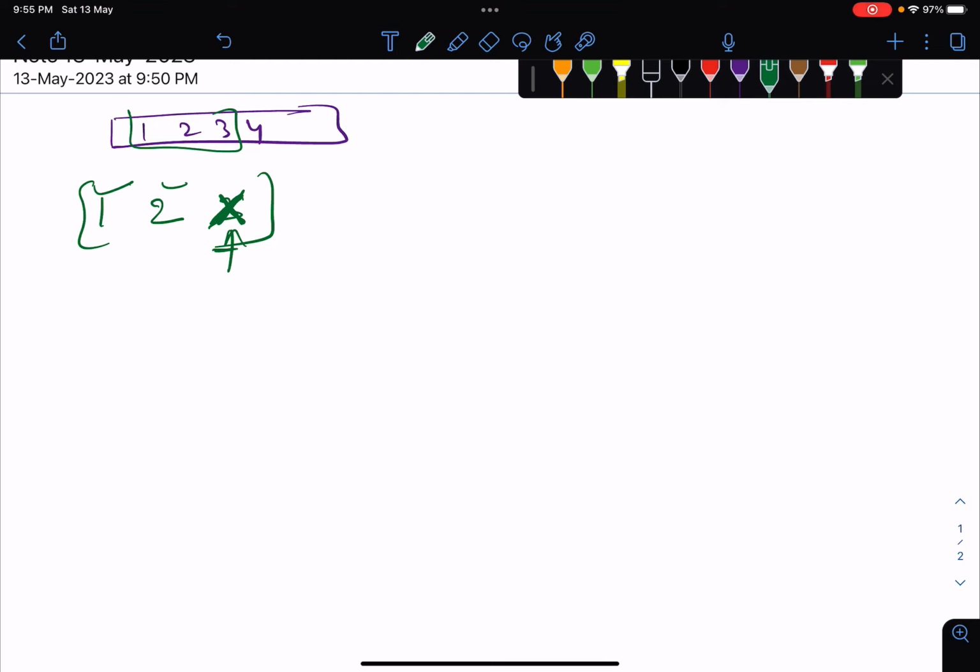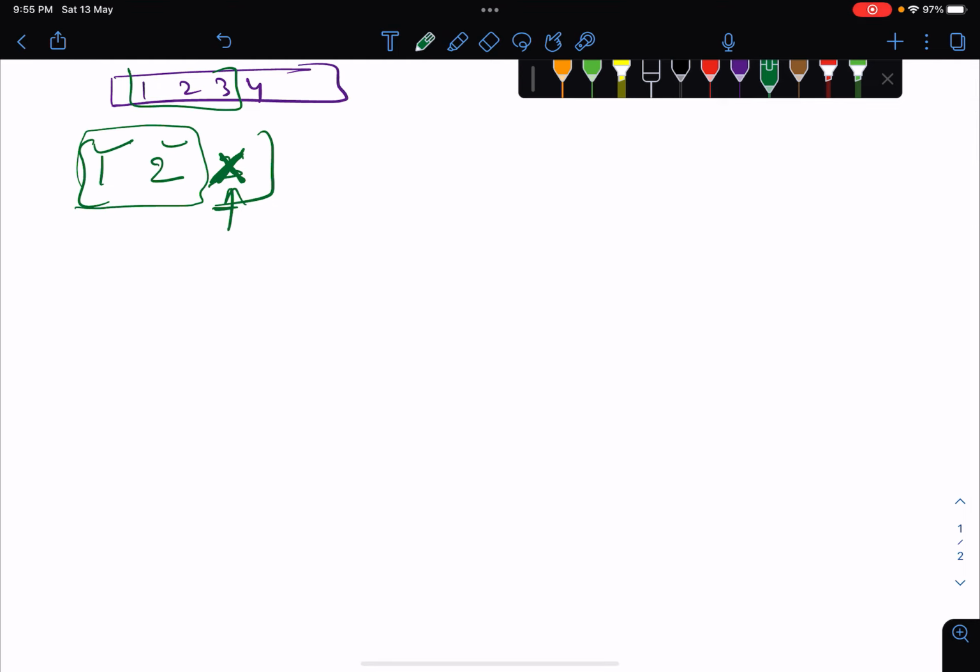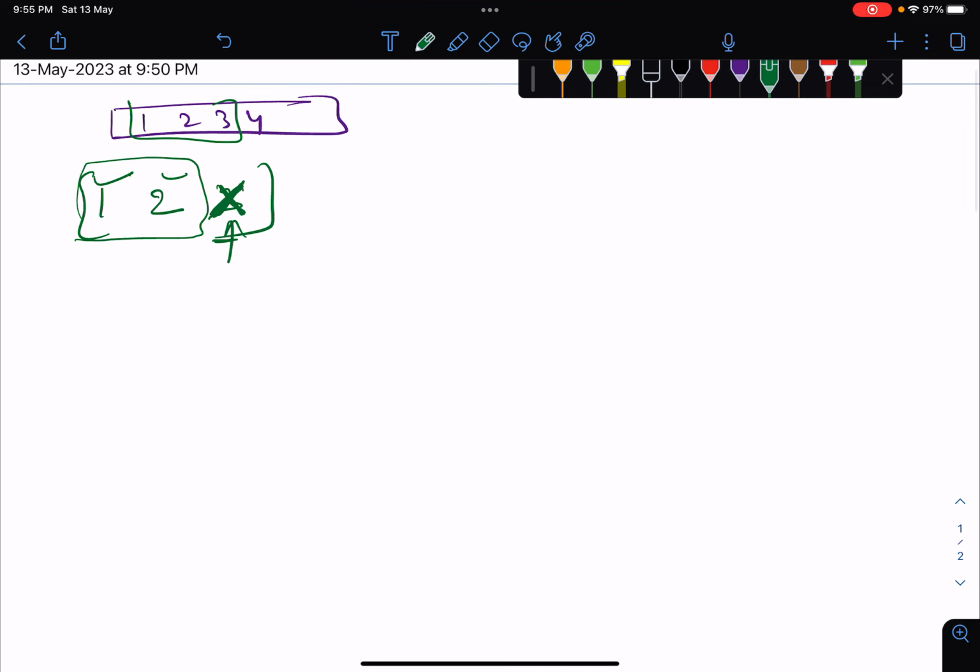It is totally optional. For these 2 elements, they are optional, but I have to include this, right? Now let's see what will be my contribution. If I am considering 1 to x, what will be my maximum element? It will be x.